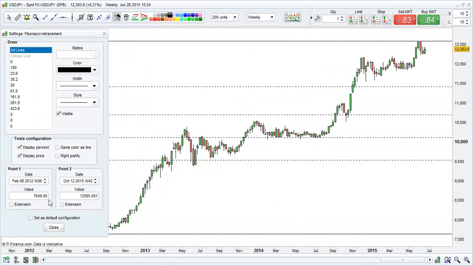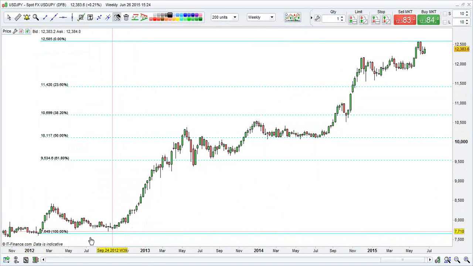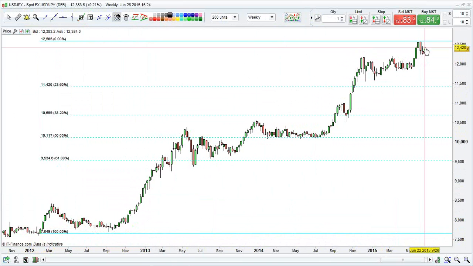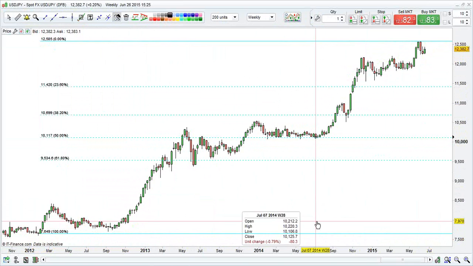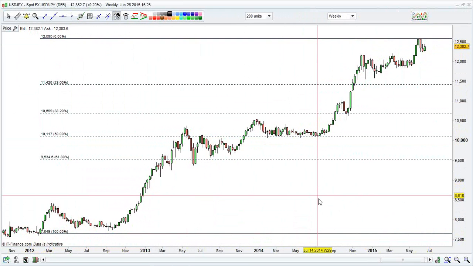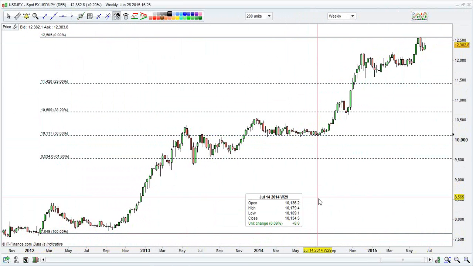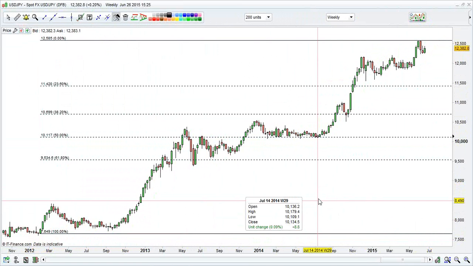7,649 and close. So we have our exact point. We have 7,649 at the bottom and our swing high up above at 12,585. So that's how we configure our Fibonacci tool onto our chart. And again, we don't need to calculate these figures. Your charting software will do it for you.